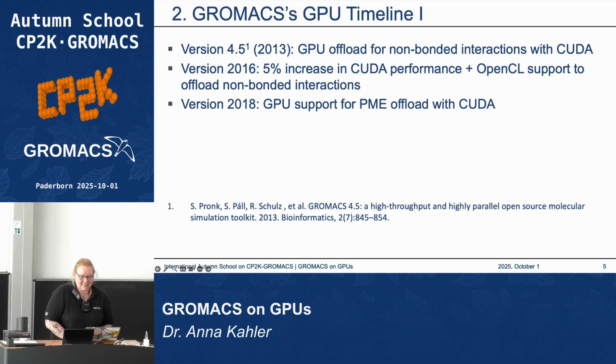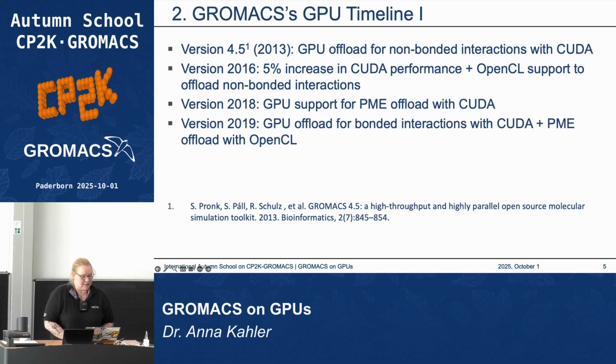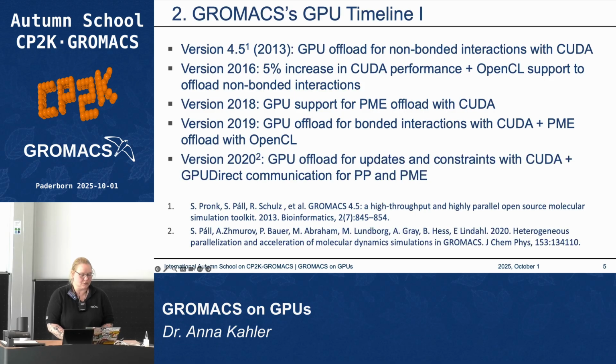And this continued with the offloading of bonded interactions onto NVIDIA GPUs and also the implementation of the particle mesh Ewald offload with OpenCL. So OpenCL you can use for NVIDIA GPUs, but you can also use this for AMD GPUs or Intel GPUs. Everything that doesn't use CUDA, basically. It is not as efficient nowadays, but it works. We are also going to see that they switch to something else later.